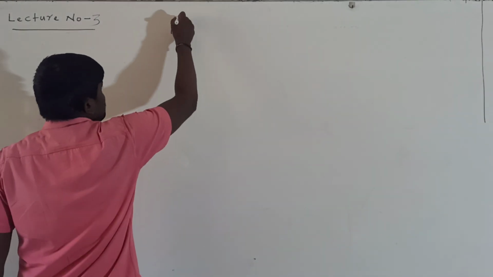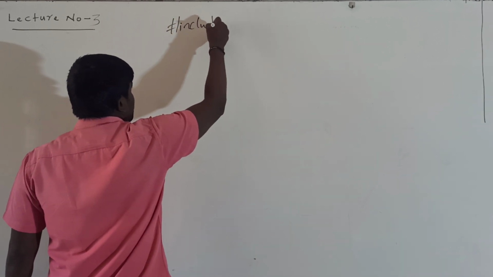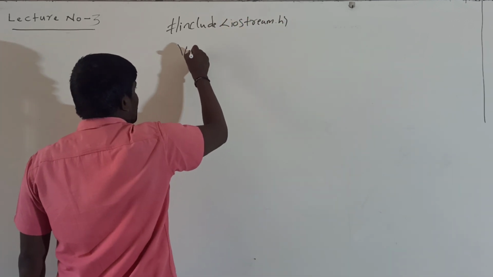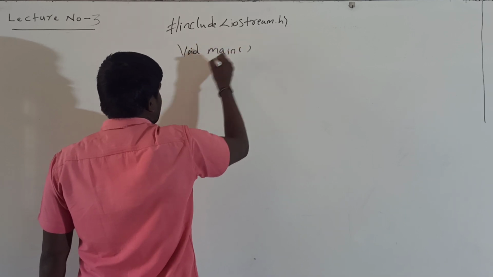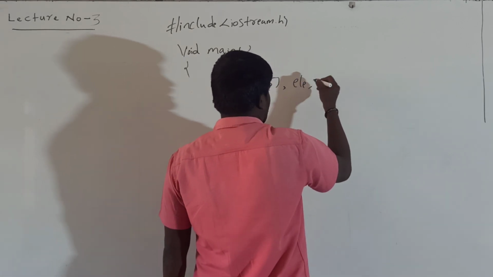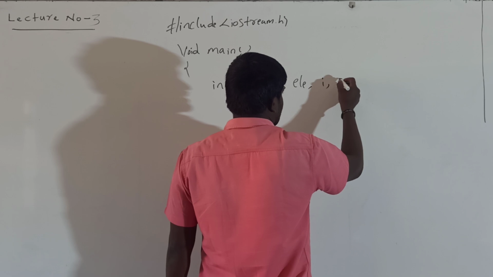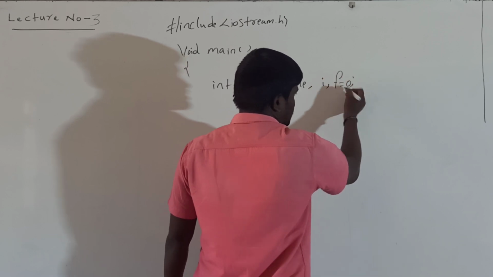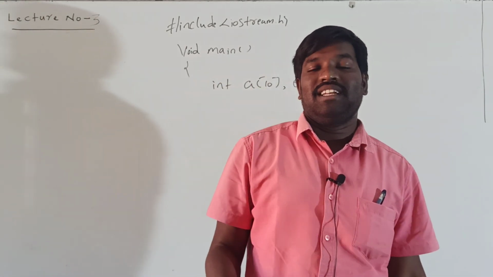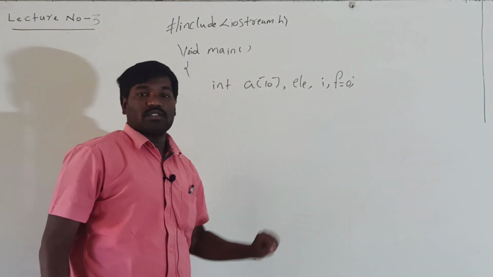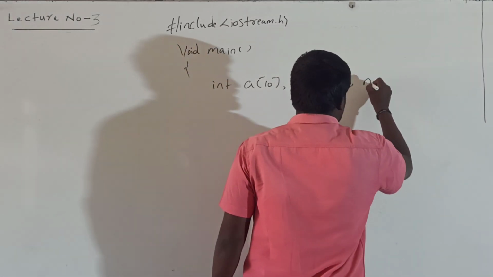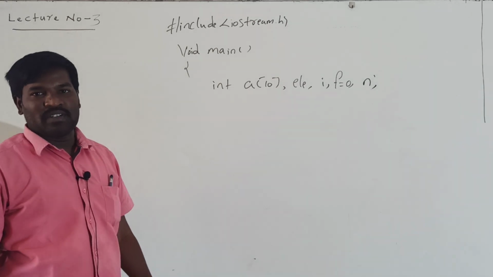Okay, first step, hash include iostream.h. Next void main, so int a of 10, comma element, comma i, and f is equal to 0. Here f is equal to 0 means frequency is equal to 0 initially, so I initialize f is equal to 0. So this is for storing the array elements, and this is the searching element, and the limit is n. N indicates the number of elements.